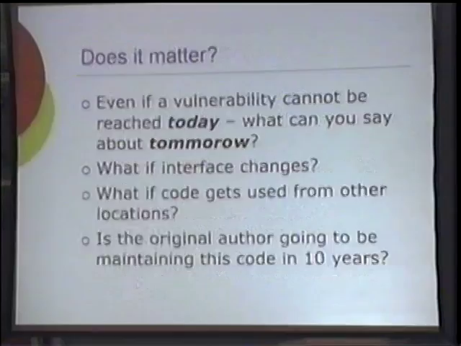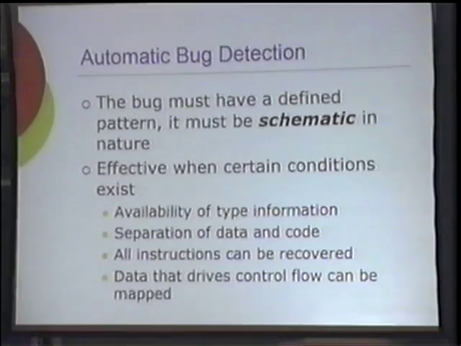Now, automatic bug detection requires a schematic for what that vulnerability looks like. So things that are easy to detect schematically are signed to unsigned conversion errors, bad API calls, format string bugs, and buffer overflows.